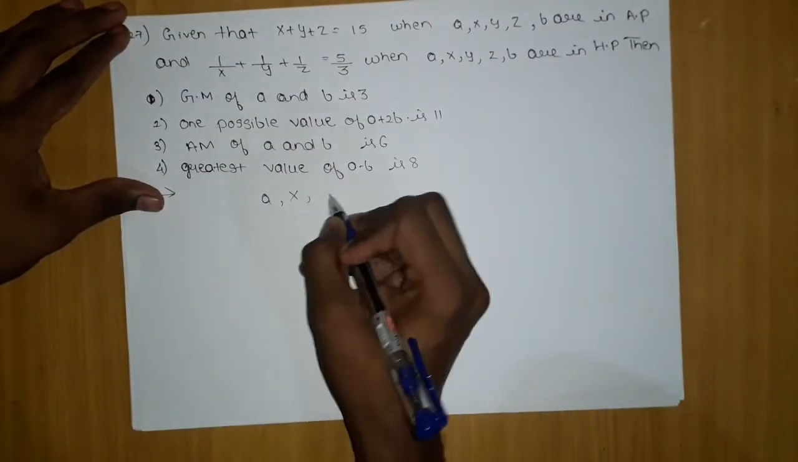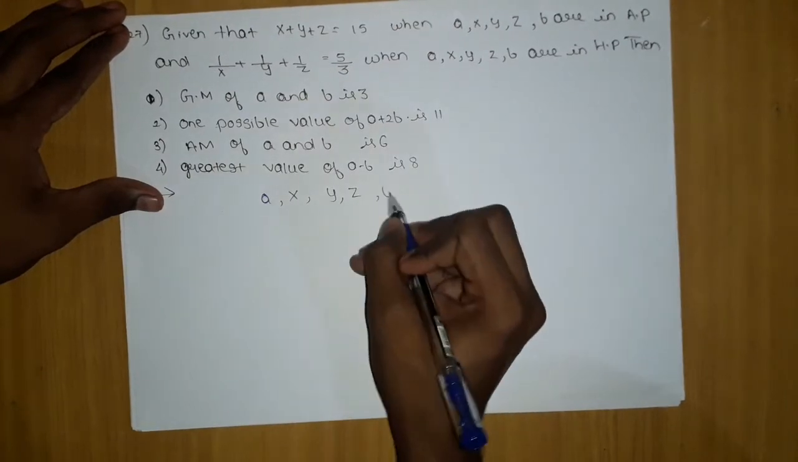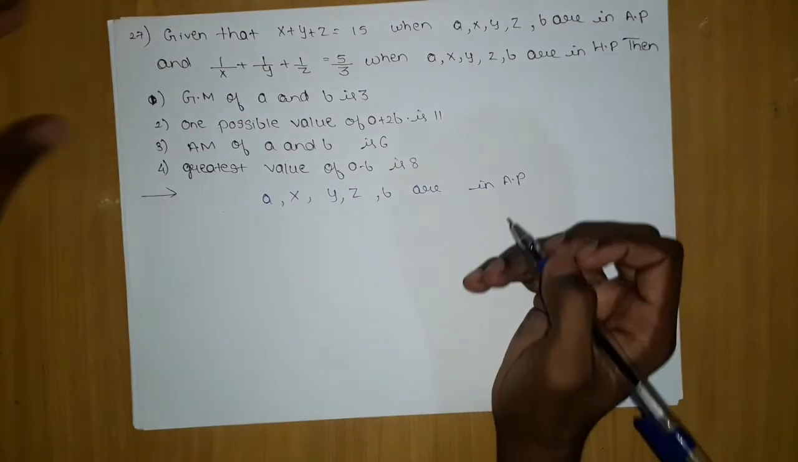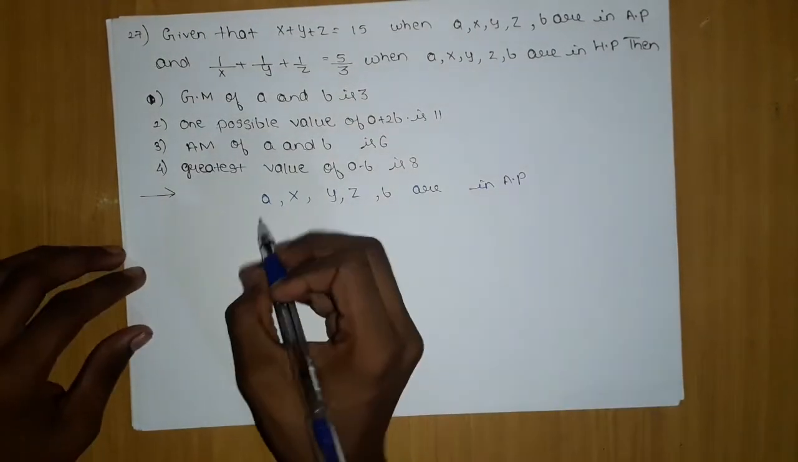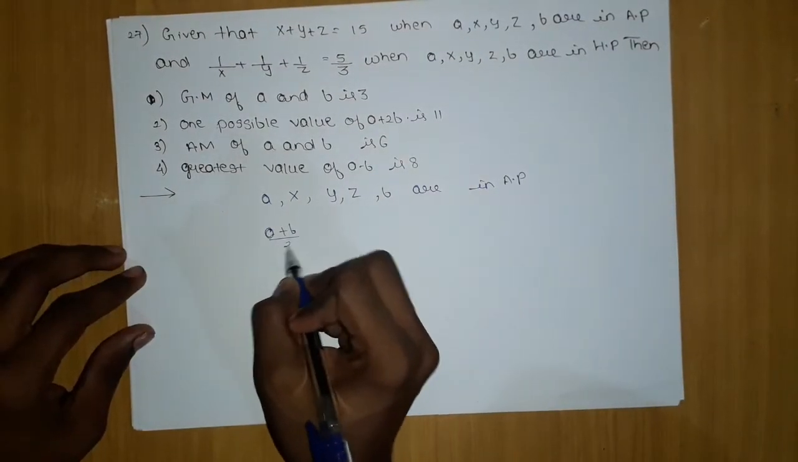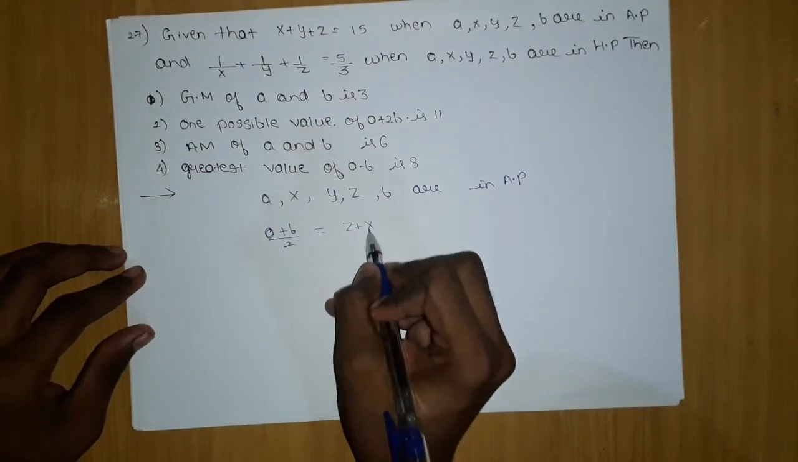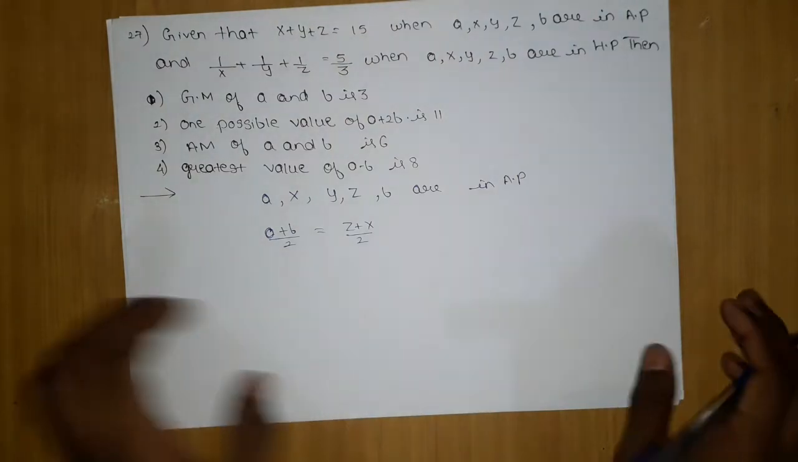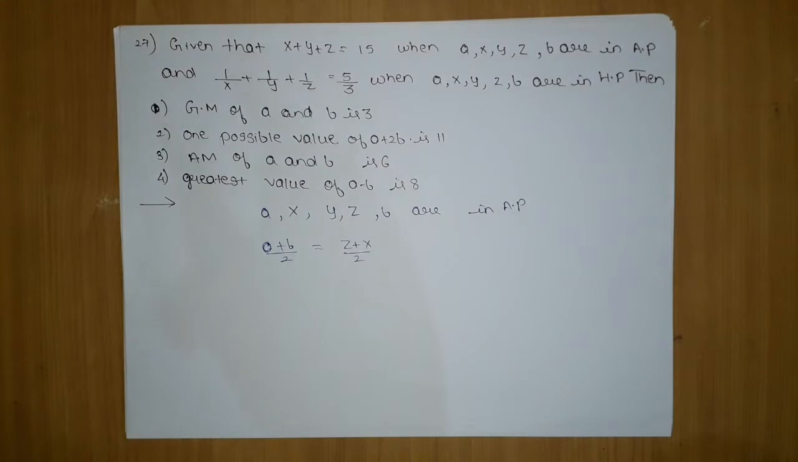A, X, Y, Z, B are in what? Are in what? AP. So do you know the arithmetic mean concept that a plus b by 2 should be equal to z plus x by 2? How do you write that? Remember, the sum of all the terms should be n plus 1 subscript. Okay, I have discussed in detail when I was teaching the chapter, the sum of subscript concept.